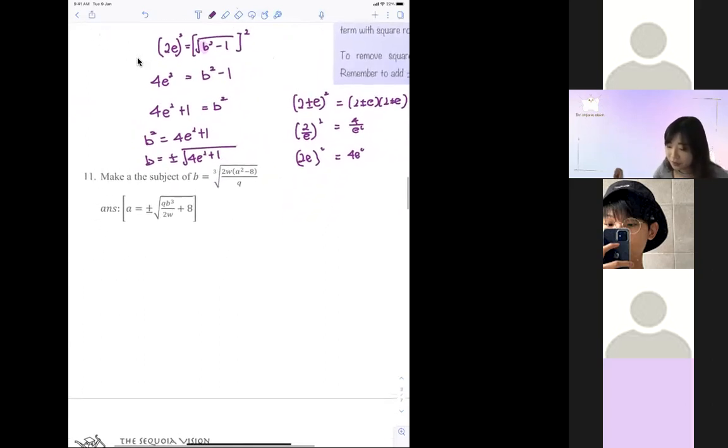Okay, so let's see 11. Just now I said if it's square root, you square both sides. Now it is cube root, we cube both sides. So b cube. When you cube here, it's just b cube. When you cube your cube root, you just are left with what's inside. Then remember, if there is a fraction, we cross multiply, we don't want the fraction.